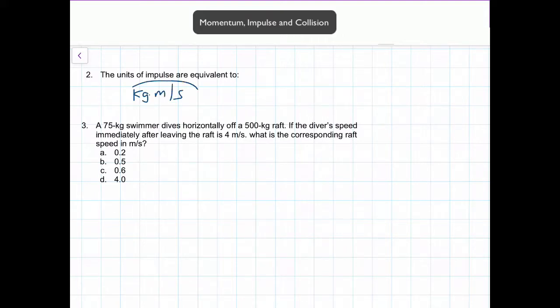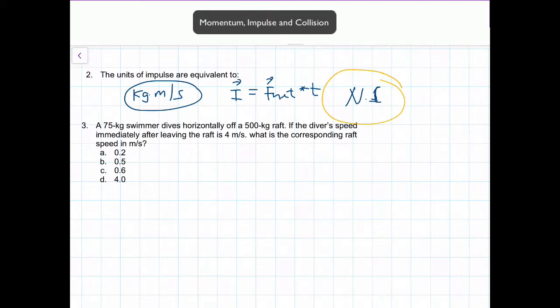But the other one is, if you remember, we came up with an equation: impulse equals net force multiplied by time. The unit of net force is the Newton, and the SI unit of time is seconds. Therefore, the SI unit of impulse can also be equivalent to Newton second.